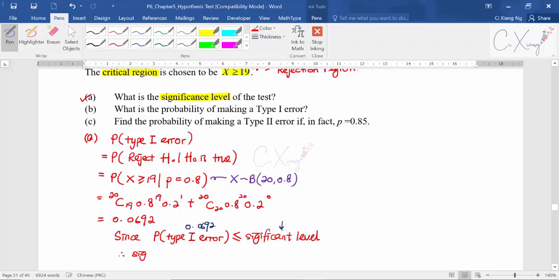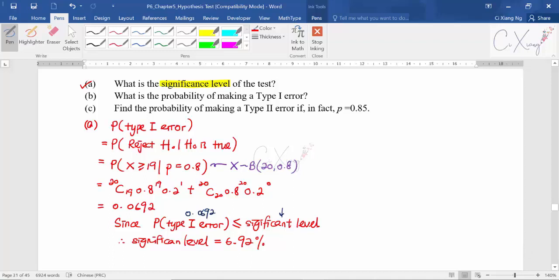So the significance level can be equal to 6.92%. If it is equal to 0.0692, it becomes 6.92%. Usually for significance level, they will want you to have a whole number, like 5%, 10%, 8%, something like this. Since it is 6.92 and it can be more than 6.92, you can also round it up to 7. This will be your answer.